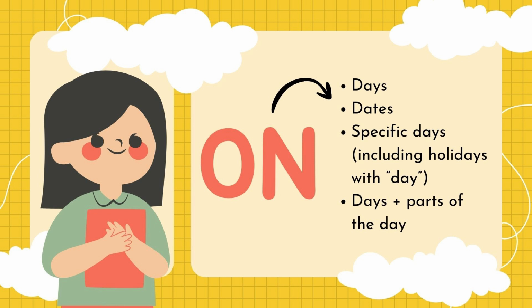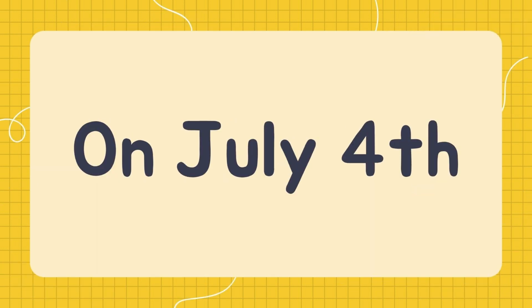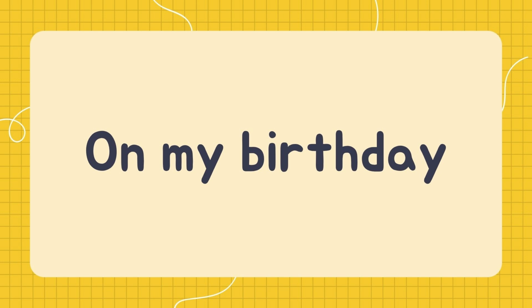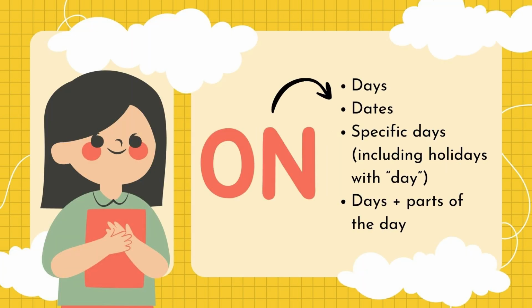We use on for specific days and dates. We use on for days, dates, specific days, including holidays with day, days plus parts of the day. Here are the examples. On Monday, on July 4th, on Christmas Day, on my birthday, on Saturday evening. On is used when we're talking about specific days or dates.